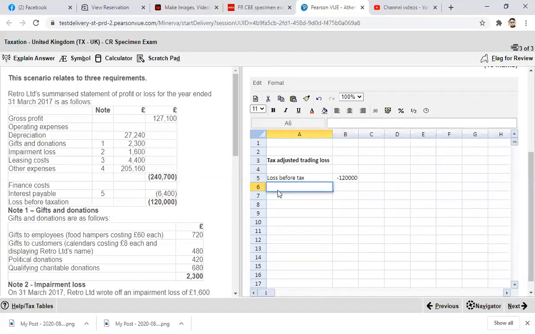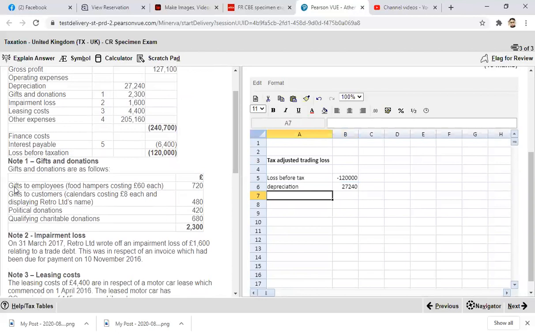Now, the first entry is the operating expense. The first one is depreciation. And we know that depreciation is not an allowable expense. So we have to add back depreciation 27,240. The second one is gifts and donations, note number one. So we have to move to note number one. There are many gifts. Gifts to employees, food hampers costing £60 each. Now, a gift to an employee is always allowable irrespective of what the gift is or what the amount is. So you have to write zero.